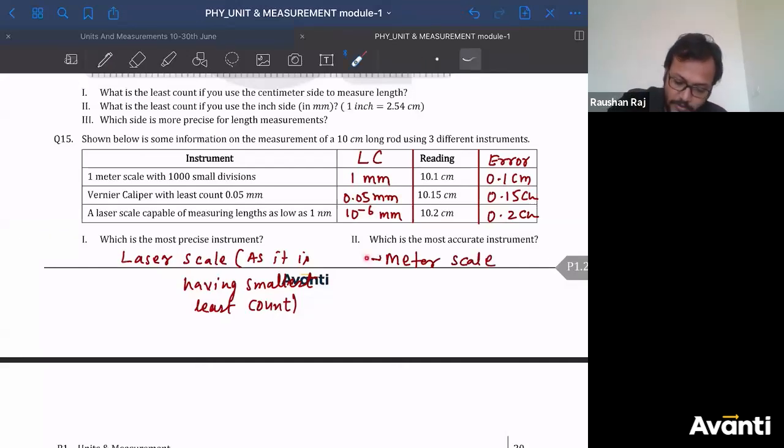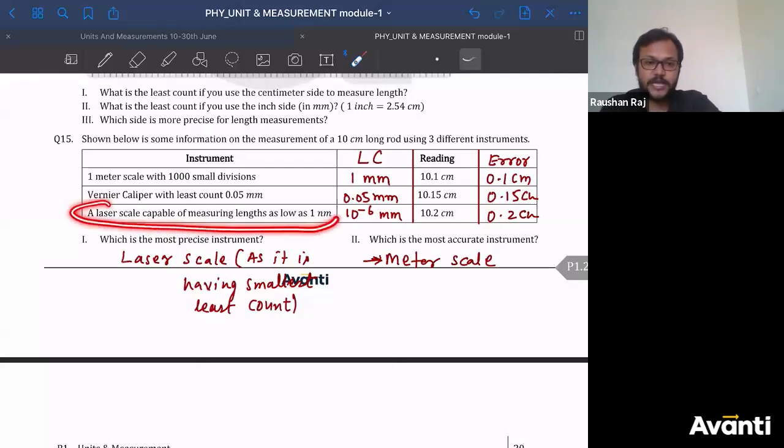Ki, sir, how can this happen? Laser scale can measure up to 10 to the power minus 6 millimeter or 10 to the power minus 9 meter. How is this going to be the least accurate one? There is a very simple vision. The ability of the laser scale is to measure in the most accurate way.